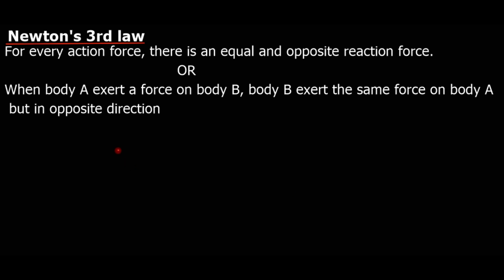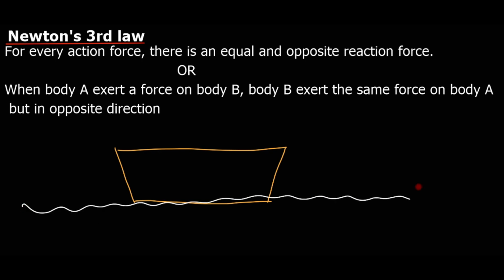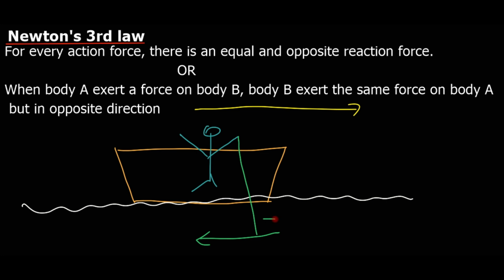And again, let's say this is a boat. Perhaps you've seen this situation, and this is water. This person is moving in this direction, but you'll find that they use a stick to push the water backwards. But suddenly the boat moves forward. This is because they apply the force on the water backwards, and the water applies the same force but in the opposite direction. That is why this person moves forward, because they apply the force here backwards.